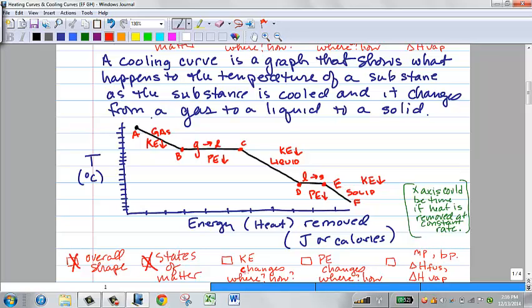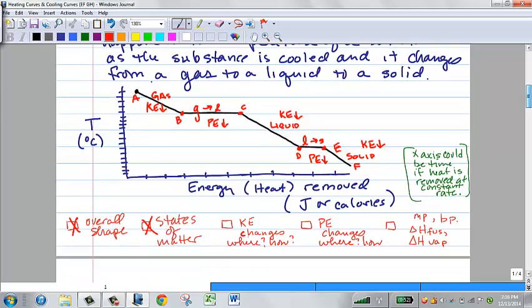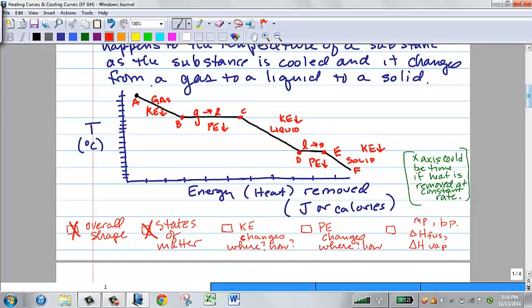When is kinetic energy changing? When the temperature is changing. How is it changing? Well, temperature is dropping, so kinetic energy is dropping. From points A to B, from points C to D, from points E to F, the temperature is dropping, so the kinetic energy is dropping. When is potential energy changing? When bonds are forming. Where does that happen? From B to C, we're seeing condensation. Bonds are forming, so potential energy is going down. From D to E, we're seeing freezing. Bonds are forming, so potential energy is going down.